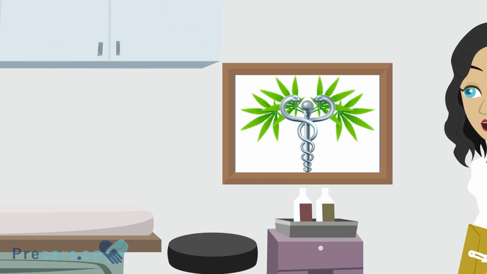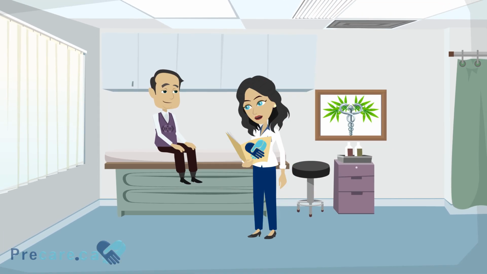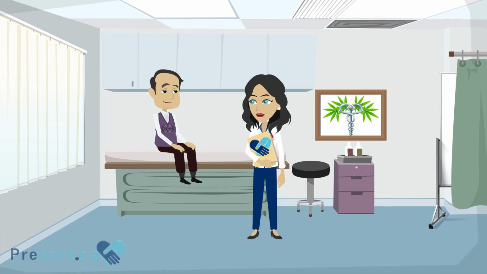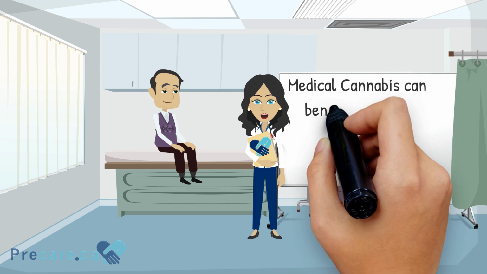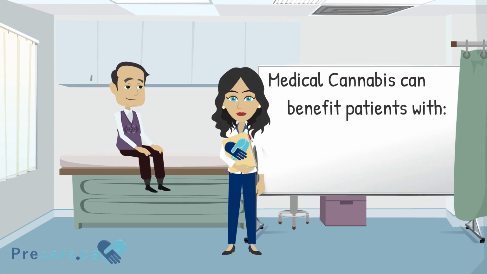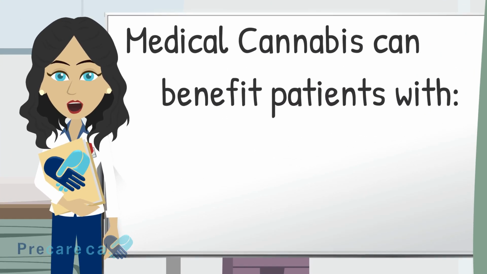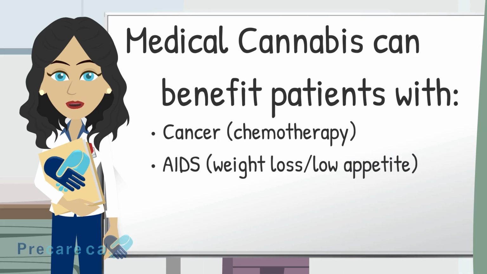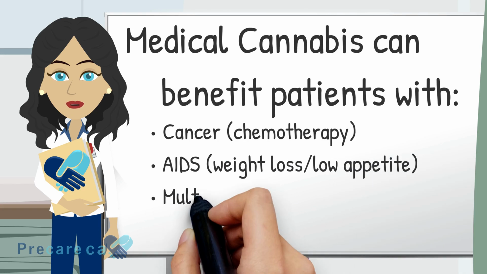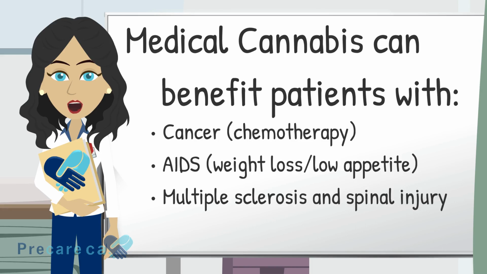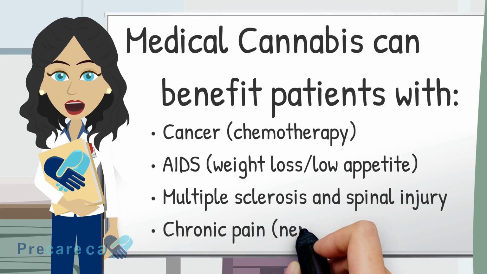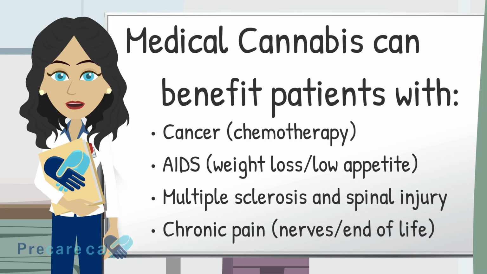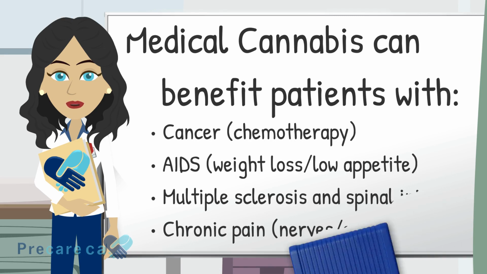So what is medical cannabis used for? Given the benefits of THC and CBD in combination, medical cannabis may be helpful for some health conditions. This includes, but is not limited to, the following: nausea and vomiting from chemotherapy for cancer, low appetite and weight loss for people who have AIDS, muscle stiffness for some multiple sclerosis or spinal cord injury patients, and chronic pain, in particular nerve pain at the end of life.